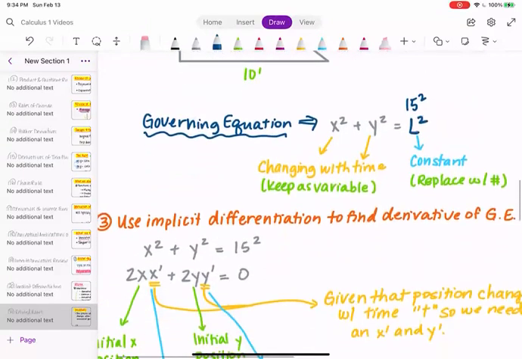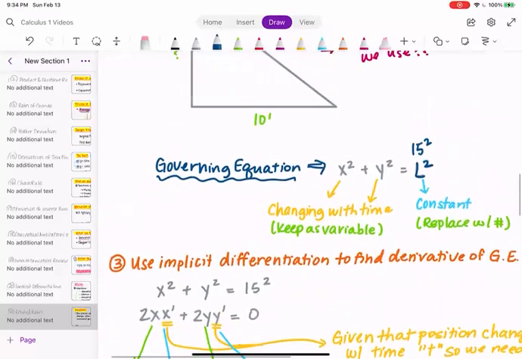So what we're going to do first is plug in the 15. And now we have this equation that's been simplified. So what we're going to do then is use implicit differentiation to find a derivative of it.